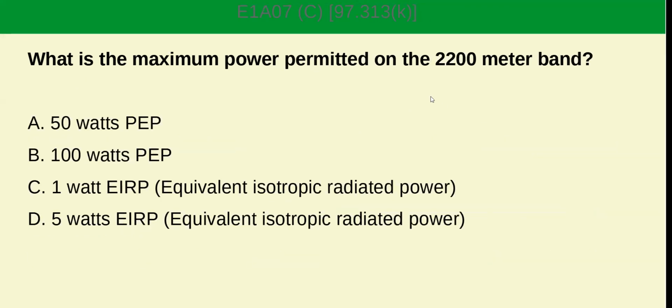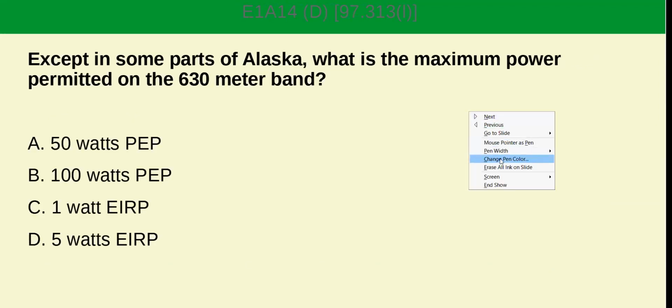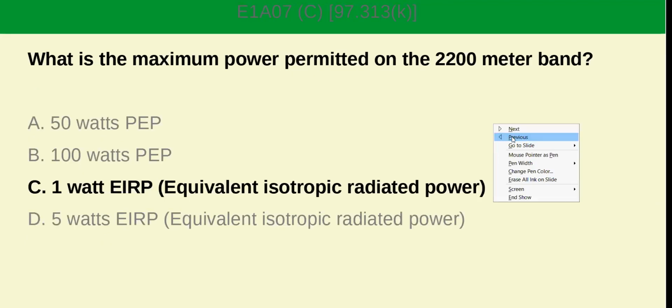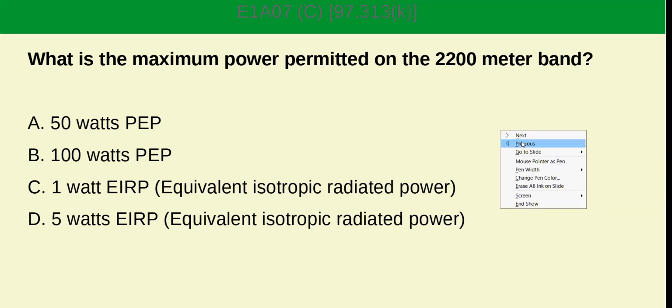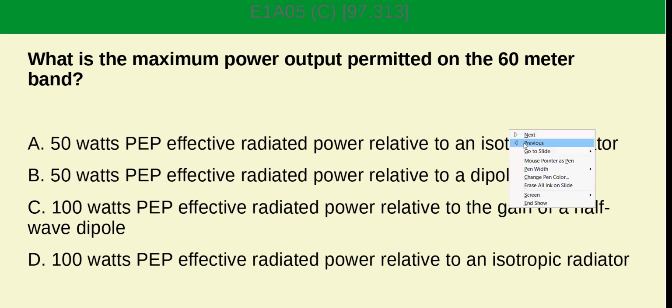Okay. What's the maximum power permitted on the 2200-meter band? 5 watts. Yeah, 5 watts EIRP. Oh, it's 1 watt. I thought 630 and 2200 were 1 and 5. Back up. Keep backing up, I probably have a typo. No, the question said for Alaska. Keep going. For Alaska. Back to the maximum question again.